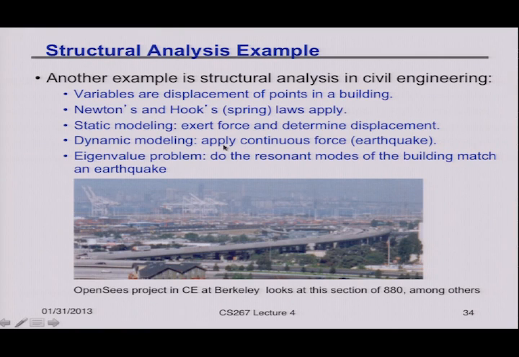I could do dynamic modeling, which is where I input a force like an earthquake, and then I get my differential equation, and I solve it. And that tells me where the thing moves. And finally, you get eigenvalue problems. And that's another linear algebra problem.